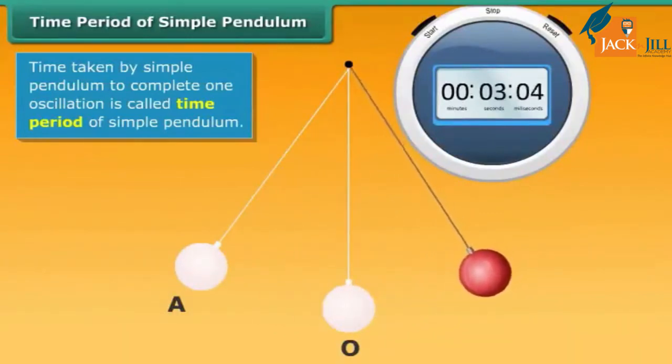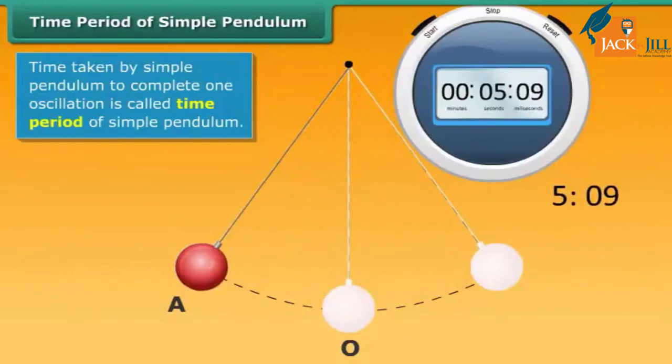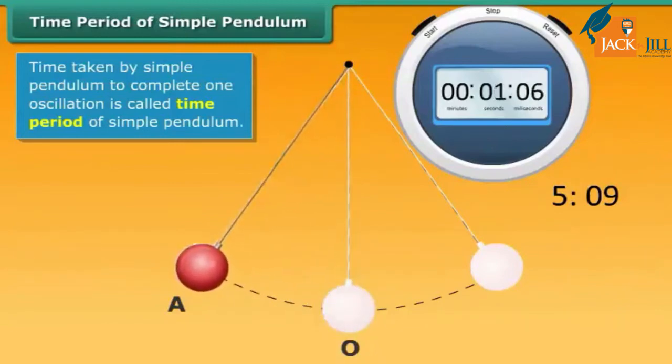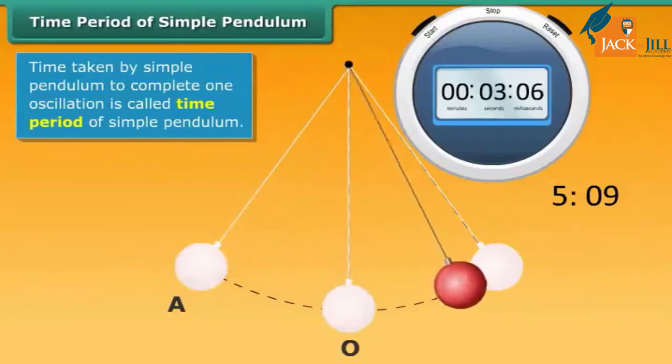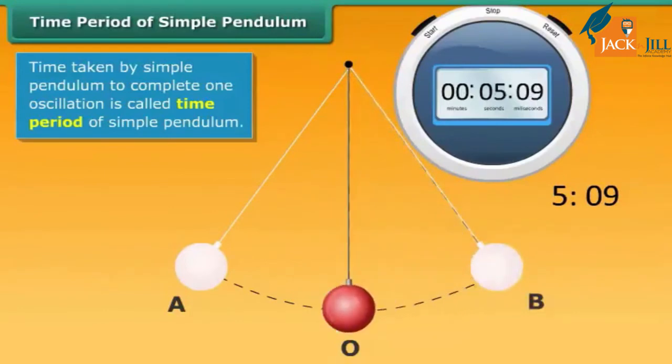Start a stopwatch and release the bob at the same time. When the bob comes back to the extreme position A, note the time on the stopwatch. Repeat the activity. This time, start from the equilibrium position O. Note the time taken by the pendulum to complete the 1 complete oscillation from O to A to B, B to O. The time so recorded is the time period of simple pendulum.